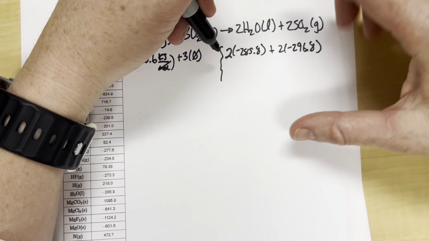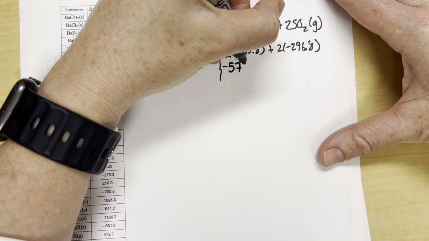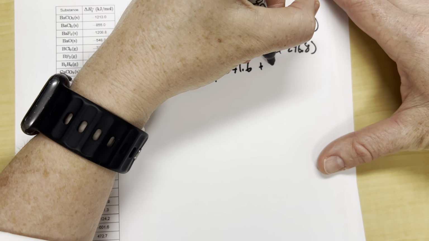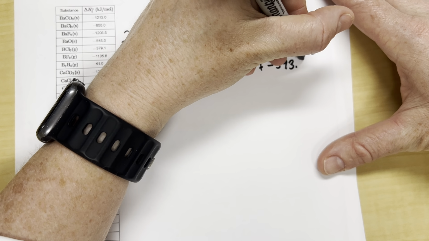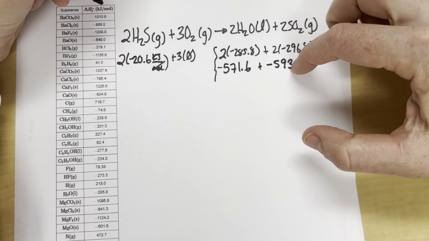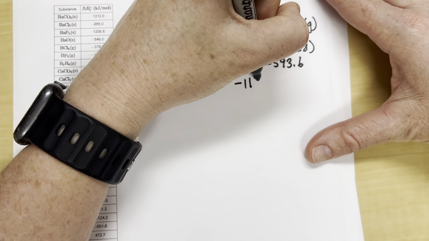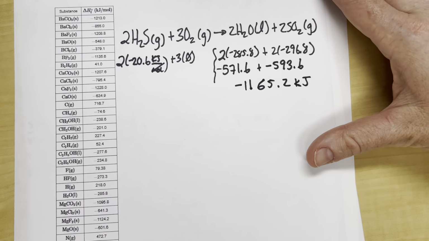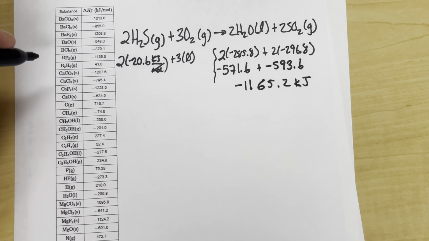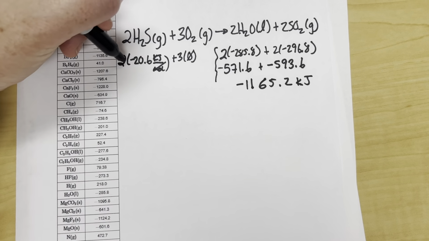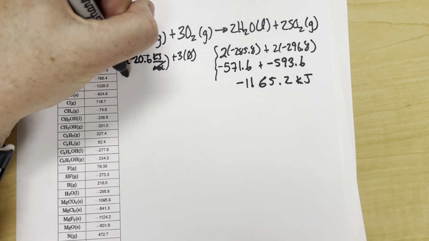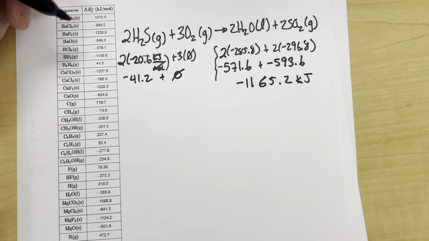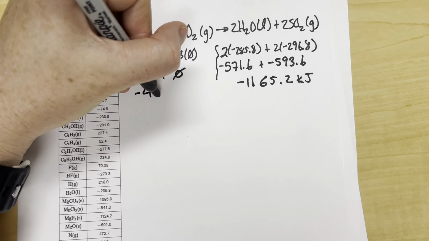So let's add everything up. When I take 2 times this number, I get negative 571.6. And 2 times that number gives me negative 593.6. When I add this plus this, the total on this side is negative 1165.2 kilojoules. On this side over here, I've got 2 times negative 20.6, which would be negative 41.2, and the 3 times 0 would just be 0. So my total on this side is negative 41.2.